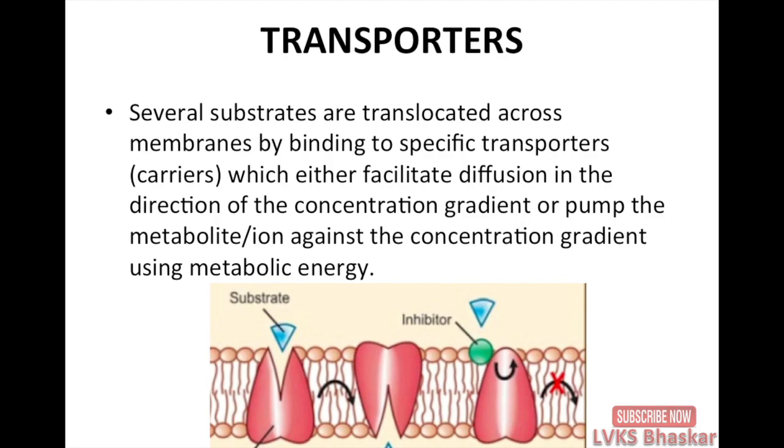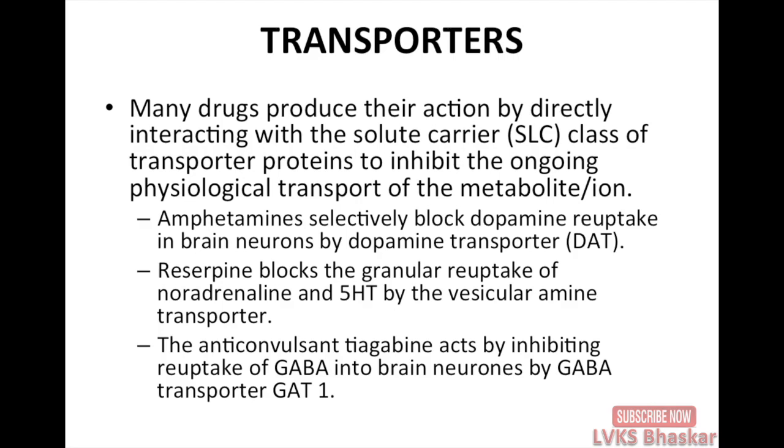Several substrates are translocated across the membranes by binding to specific transporters. So there are specific transporters or carriers, which either facilitate the diffusion in the direction of the concentration gradient or pump the metabolite against the concentration gradient using metabolic energy. So active transport and passive transport, I am talking about. Many drugs produce their action by directly interacting with the solute carriers to inhibit the ongoing physiological transport of metabolites.